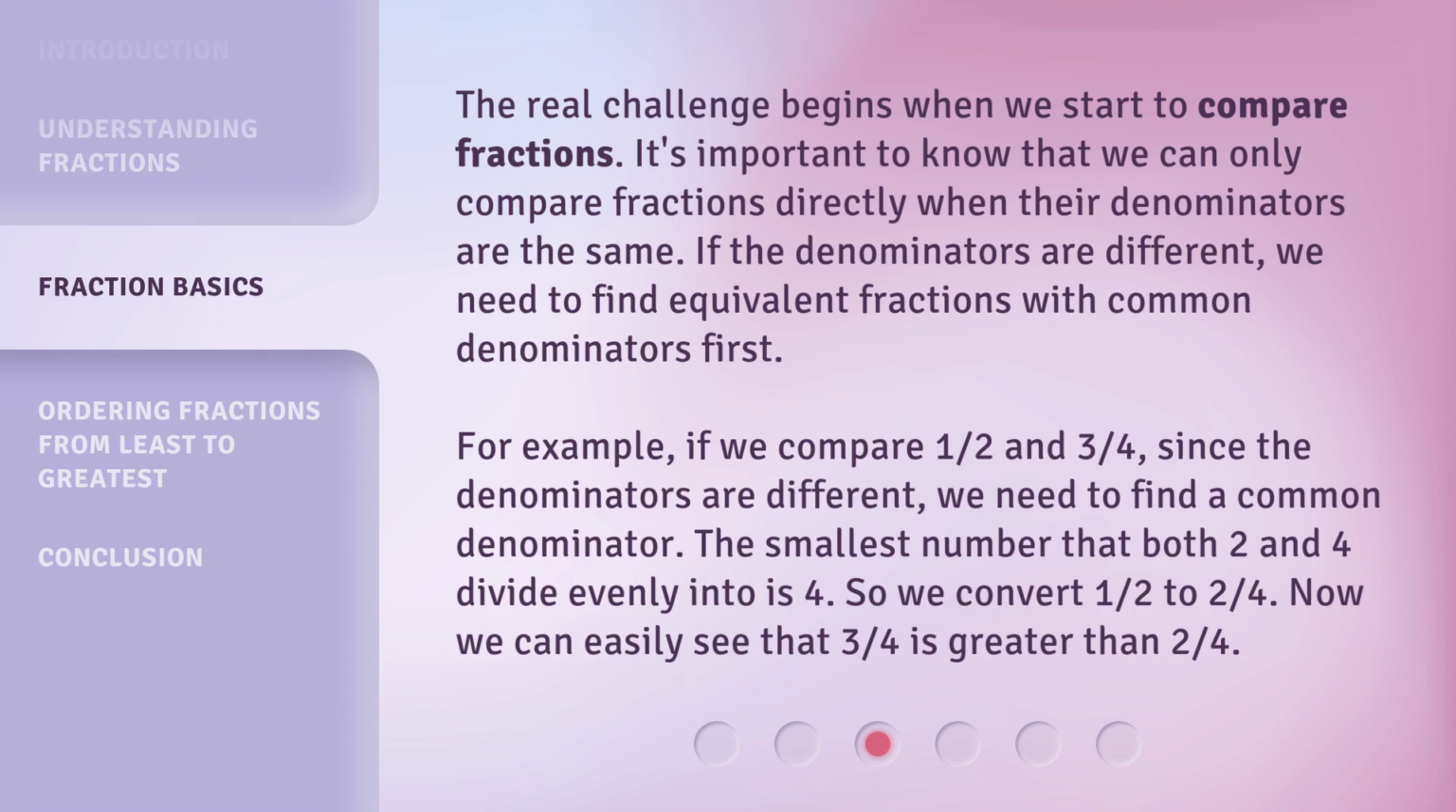For example, if we compare 1/2 and 3/4, since the denominators are different, we need to find a common denominator. The smallest number that both 2 and 4 divide evenly into is 4. So we convert 1/2 to 2/4. Now we can easily see that 3/4 is greater than 2/4.